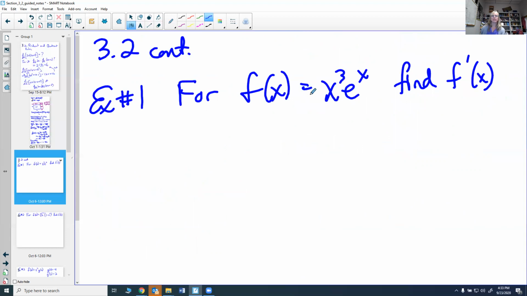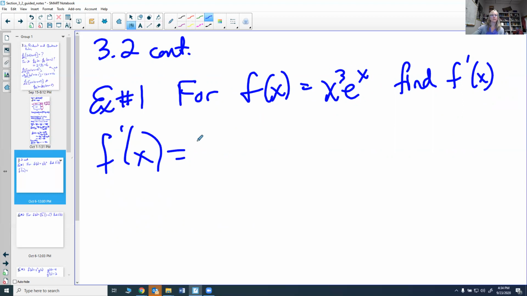Again, I don't use u and v. I can use anything you want. I usually just use first and second. So I would like to find the derivative. So that would be the derivative of x cubed times e to the x. That's my first function, x cubed. My second function is e to the x.